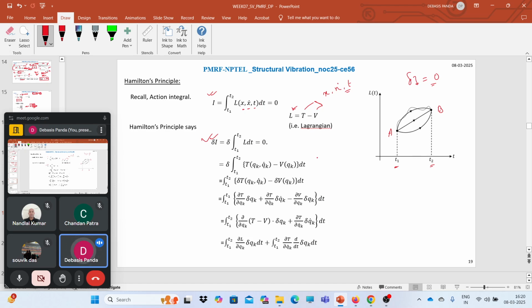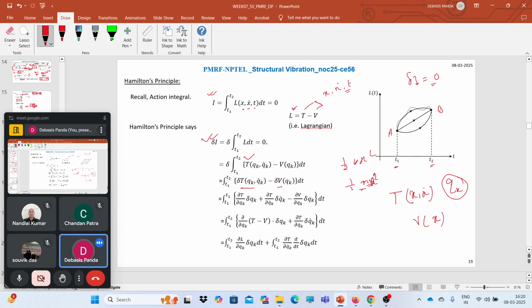Now, if we want to expand it with respect to the generalized coordinate, I have already said that T is a function of x dot and V is a function of x. So instead of x, if we want to quantify it with respect to qk, the generalized coordinate, we can write it like that: T is a function of q dot and V is a function of q, because V is half k x square and T is half m x dot square. So now if we want to simplify this equation, we just take the variation inside that integral and try to solve it.